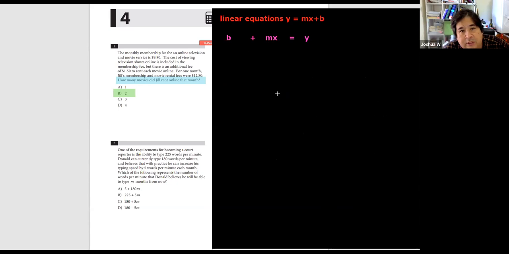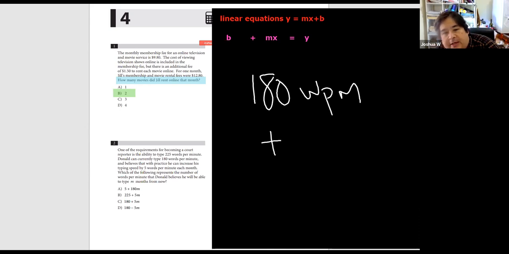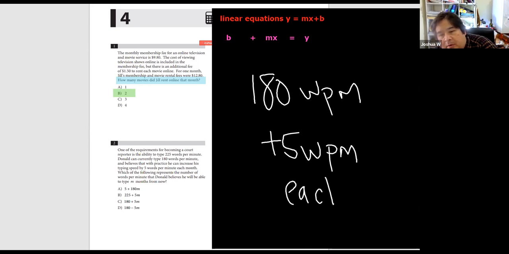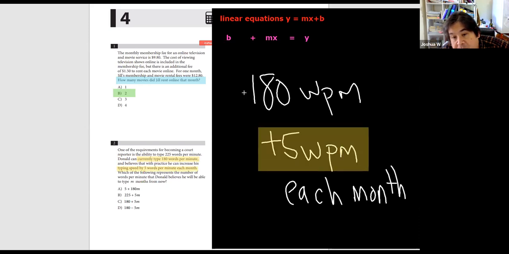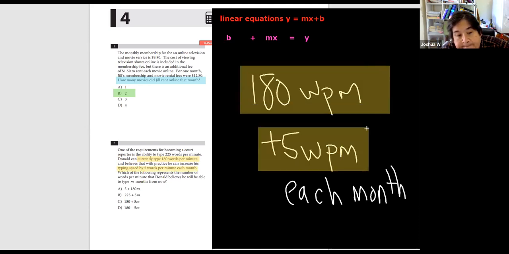Okay, so here's his progress table. He knows what he can do so far. And he said 5. So extracting those important details, I'll just use a highlighter so you can see what I'm saying. Donald, what he can do. He's like, well, my hand speed, my skills, 180 per minute. That's really pretty impressive. 5 words per minute each month. So how do you interpret that, Fiona?